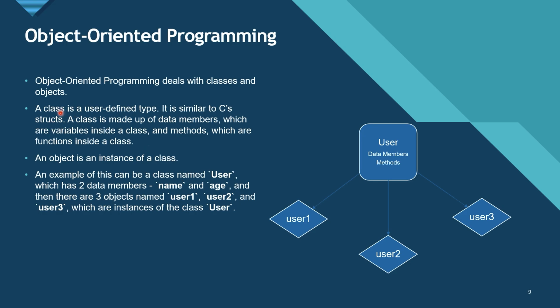Now we know what a class is: a user-defined type. An object is an instance of a class. To understand it even more, I have a quick little example here. We have a user class, and it has some data members and some methods. And we have 3 objects, user1, user2 and user3, which are all objects of the class user. So you can say user1 is a user, user2 is a user, and user3 is a user. So that's some things about object-oriented programming.